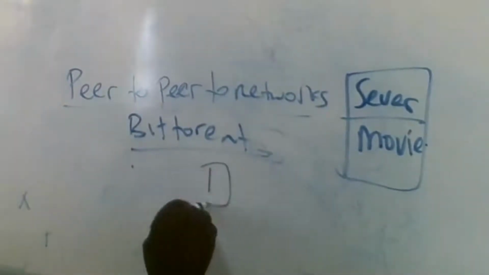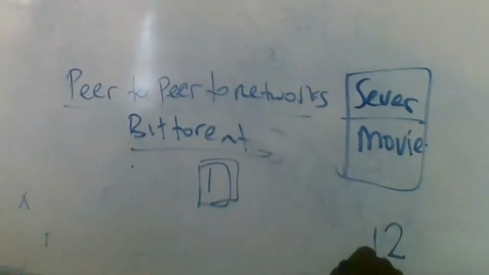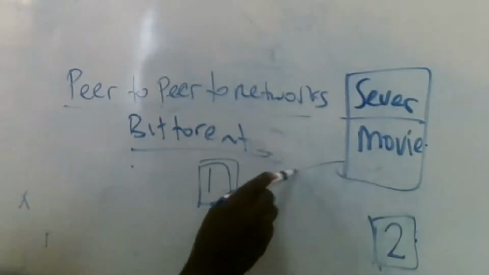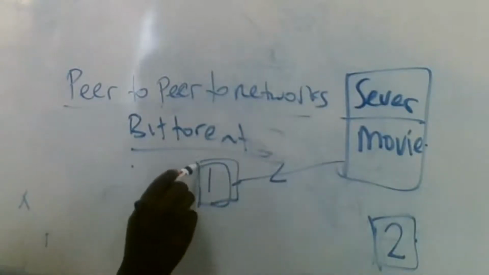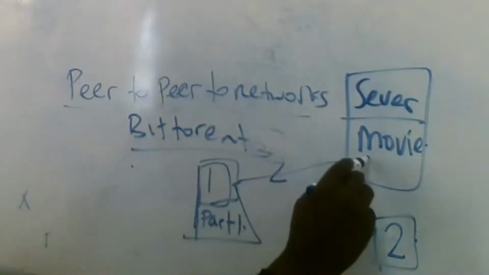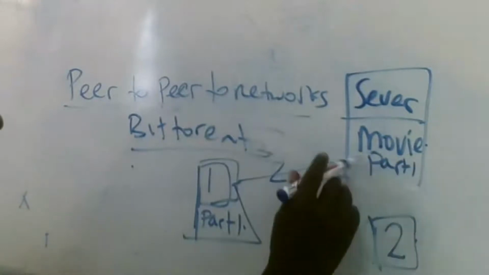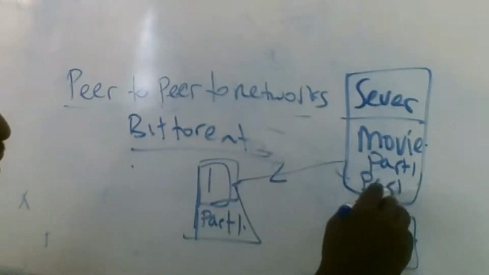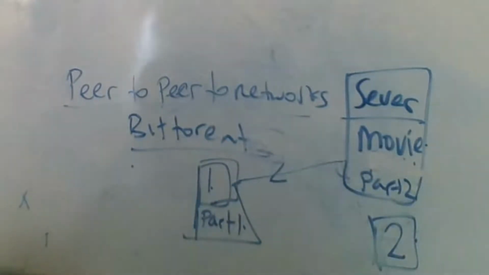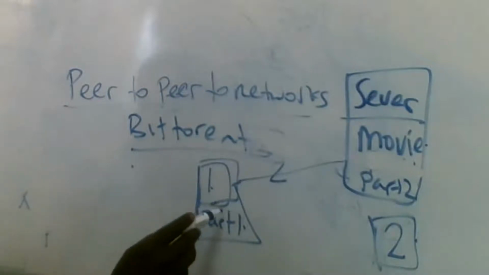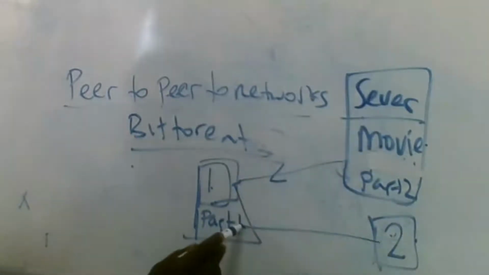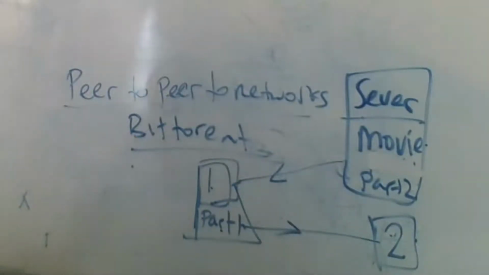If you have two computers using BitTorrent here, what happens if computer one downloads part one of the movie? It means part one of the movie will no longer exist on the original server. Part one won't be there because it has now been shifted to computer one, which has downloaded it. So computer one becomes the source of part one. When computer two wants part one, they will not go to the server, but they will go straight to computer one and pick part one.